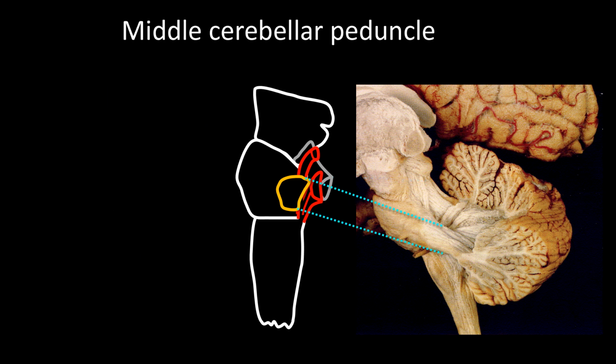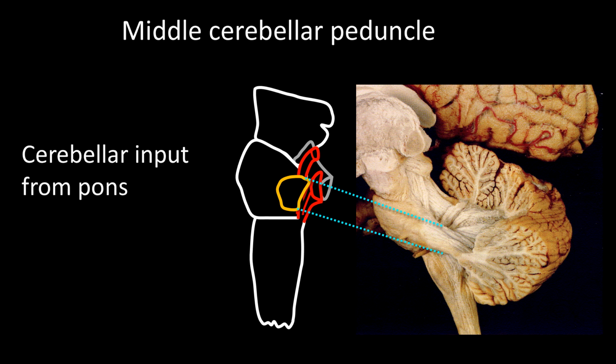Now I have matched the middle cerebellar peduncle. The middle cerebellar peduncle is the major input fiber to the cerebellum. They arise primarily from the contralateral pontine nuclei.